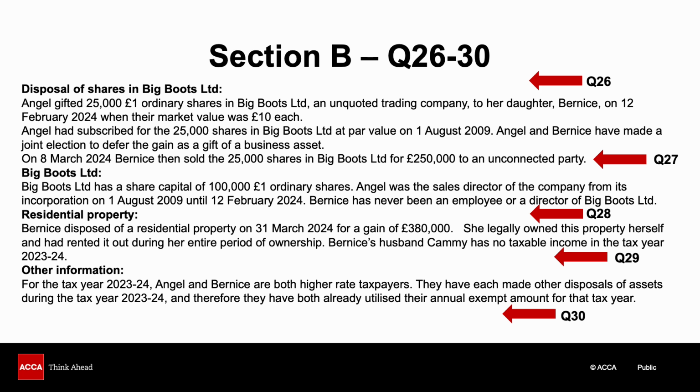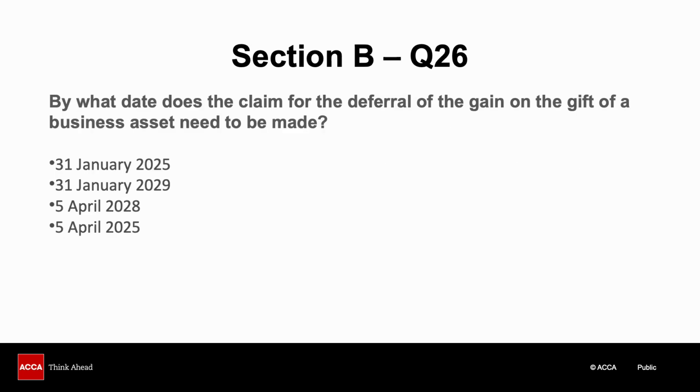So the first question was around the gift of the shares in Big Boots Limited. So some of the information you would need for that, and also question 27 were in that first paragraph of information there. So let's look at those 2 questions now. So in the first of those questions, we've got what date does the claim for the deferral of the gain on the gift of a business asset need to be made? And we've got 4 different options there.